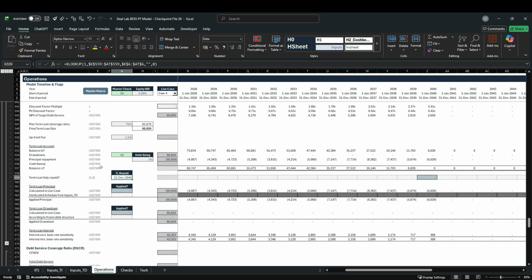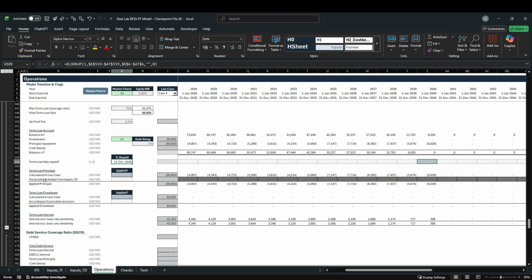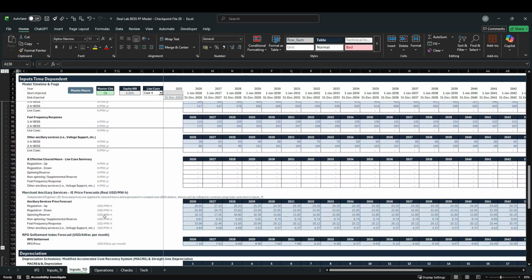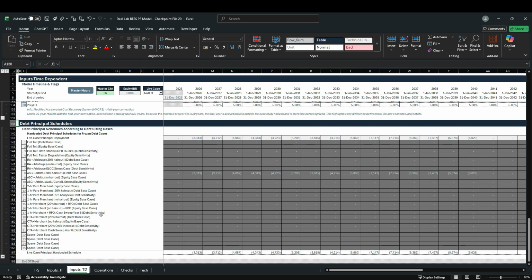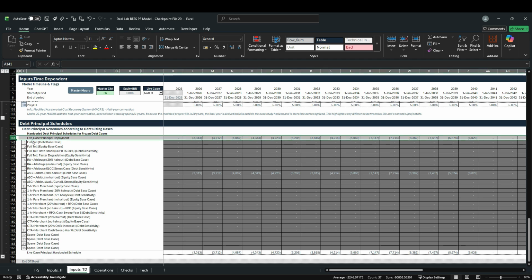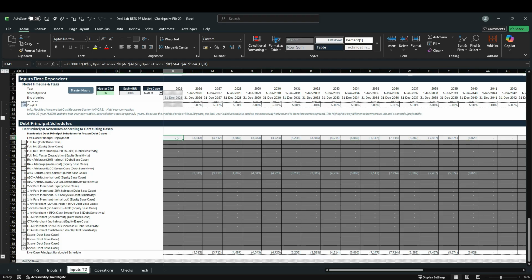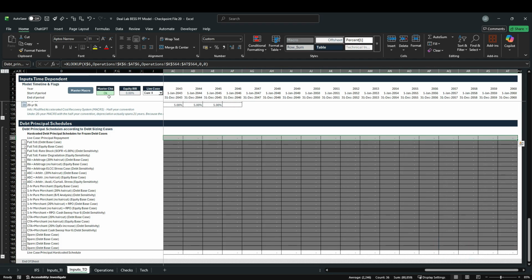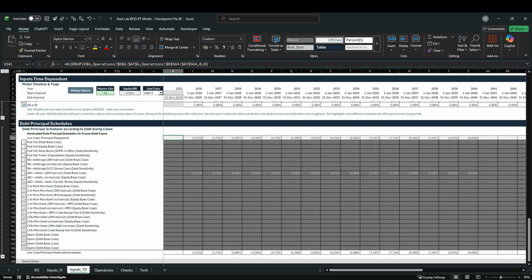All right, and now let's actually talk about our frozen debt structures. So what happens if our debt sizing case is not turned on and we assume a frozen debt structure? Let's hop over to our inputs time dependent sheet. And what you will notice here is that in row 141, we take the live case principal repayment, and this is a named range. So here we have a named range of debt principal copy, which using our macro is offset by the live case selected, in our case, case 8.